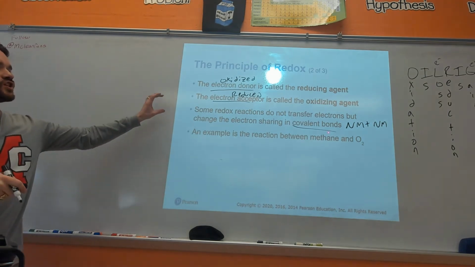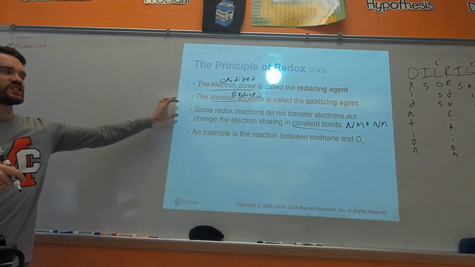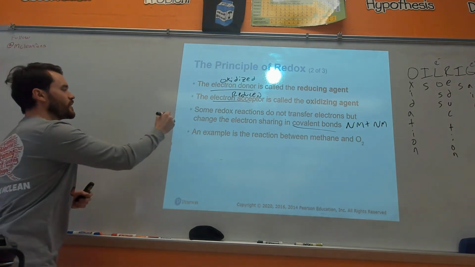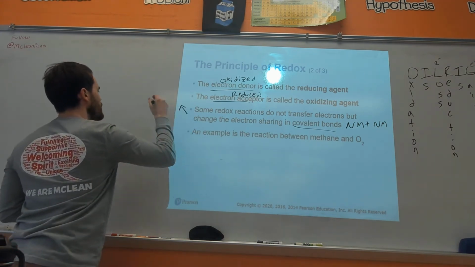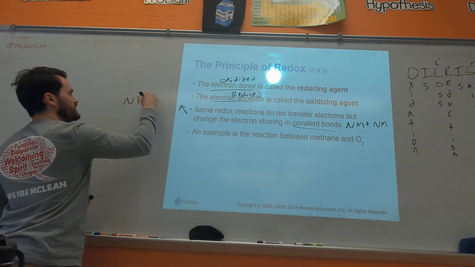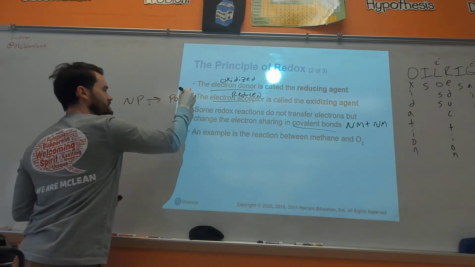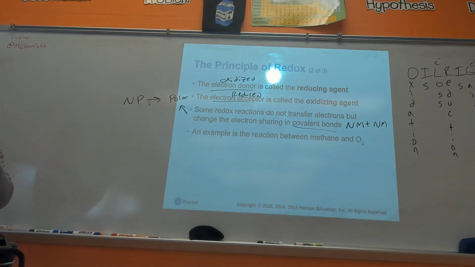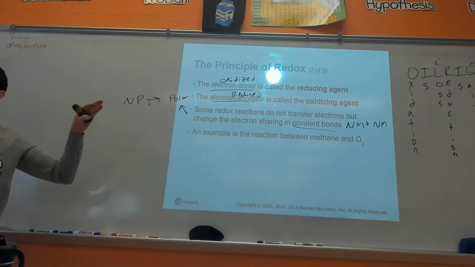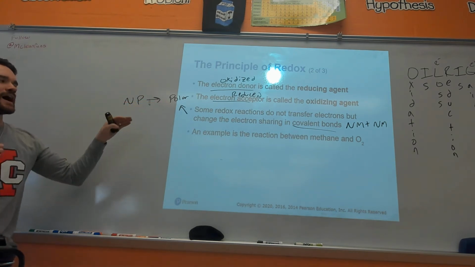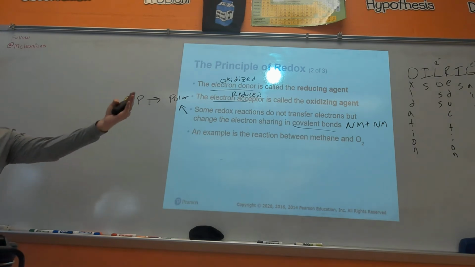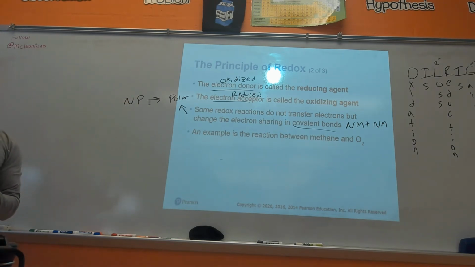Okay? So you can have redox reactions in covalent bonds. This would be where, maybe you have a nonpolar bond, and then you make a polar bond. It's still a covalent bond. Still, there's not a complete transferring of electrons, but you end up having a more polar bond that's created. I'll show you an example that'll make a little more sense.